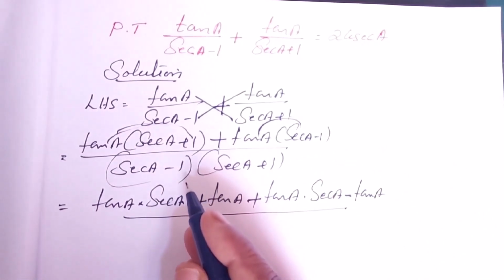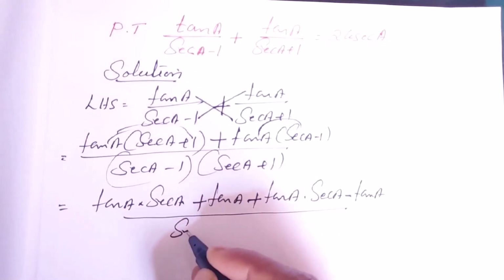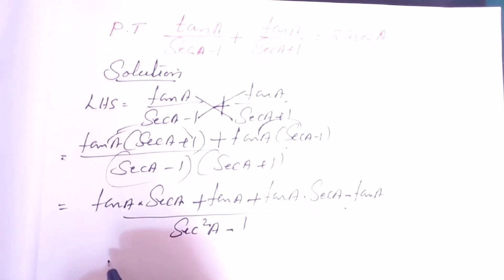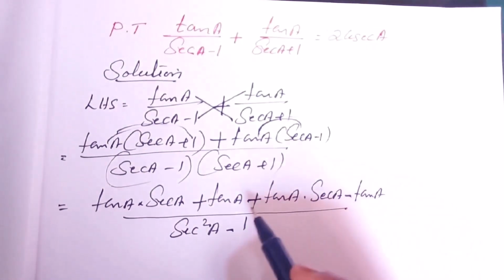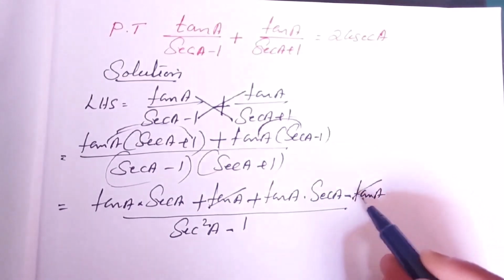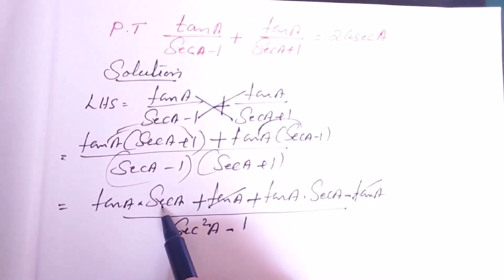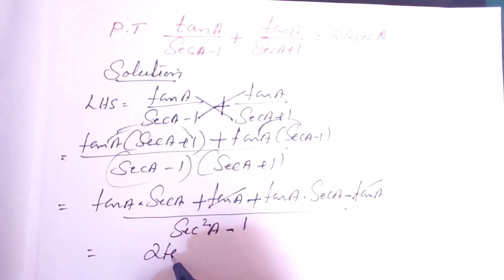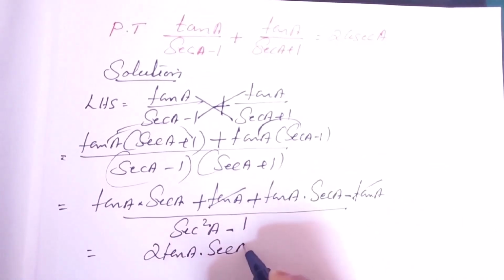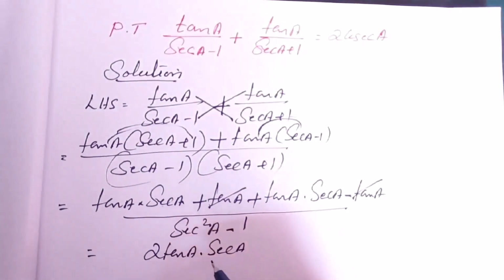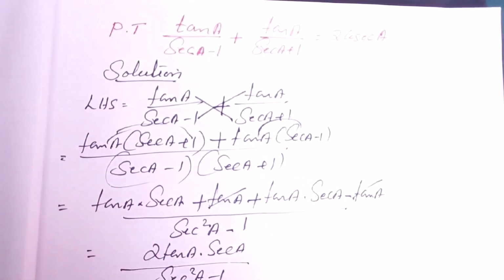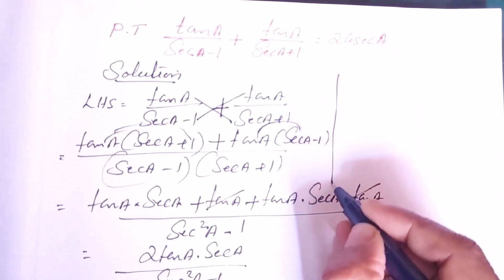is A square minus B square, right? So that is equal to sec square A minus 1. Okay, sec square A minus 1. Now we can cancel, the tan A plus tan A minus tan A gets cancelled. Tan A into sec A plus tan A into sec A is equal to 2 tan A sec A, twice, divided by sec square A minus 1, right?